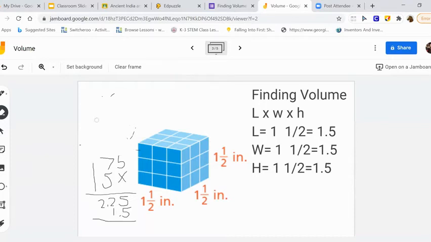Okay. Hopefully that gives me more room. I wrote way too big. Okay.